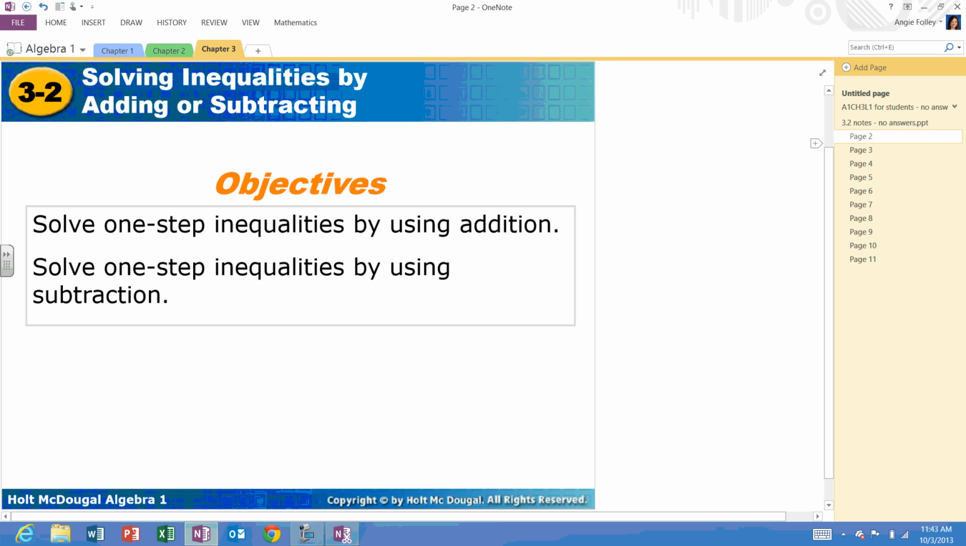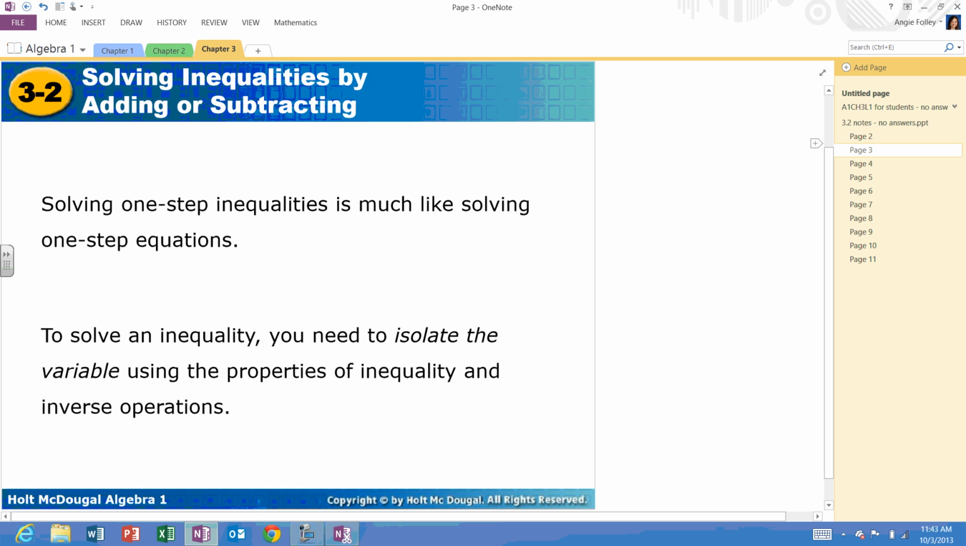Okay, so today, like I said, we're going to look at solving inequalities by using addition and then solving them by using subtraction. Solving one-step inequalities is a lot like solving one-step equations. You basically do the same thing, you're just treating the inequality like an equation. To solve an inequality, we need to isolate the variable by using inverse operations. So just like we've been doing with regular equations, but now we're going to have an inequality sign instead.